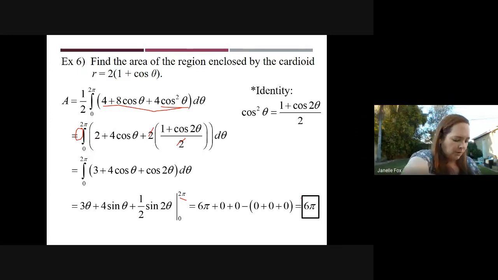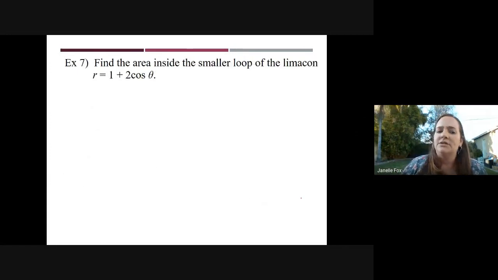The end. So let's go ahead and turn the page on our notes to the last page, and we're going to do 2 more examples. One of the examples here just says find the area inside, not the entire curve, but just the smaller loop of the limacon. Oh, this is going to be cool.